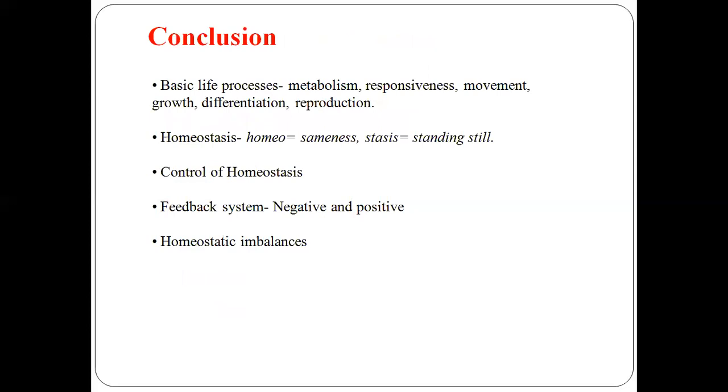To conclude this lecture, the students have learned about some basic life processes, that is metabolism, responsiveness, movement, growth, differentiation, and reproduction. Then they have learned about homeostasis, what the term homeostasis means, and how to control homeostasis. Then the feedback systems, that is the negative feedback system and the positive feedback system, and the homeostatic imbalances with some examples of it.